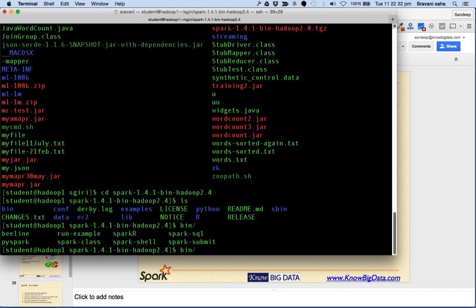So we have PySpark, we have Spark shell. If you run Spark shell, you will have to write your statements in Scala. If you run PySpark, you will have to write your statements in Python. If you run SparkR, you will be able to use R. If you want to use SQL, Spark SQL, you will run this. For example, in case you want to just run the examples, then you can use run-example.